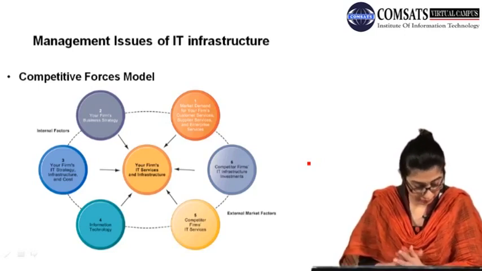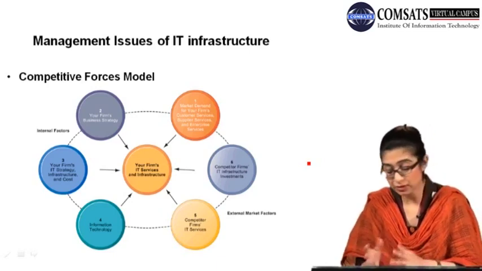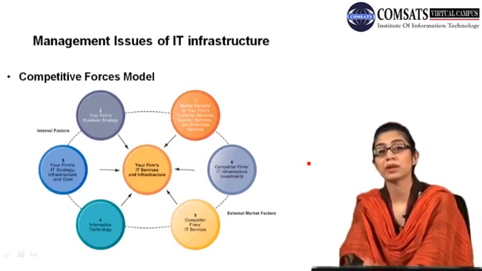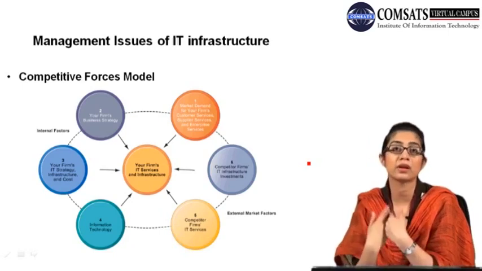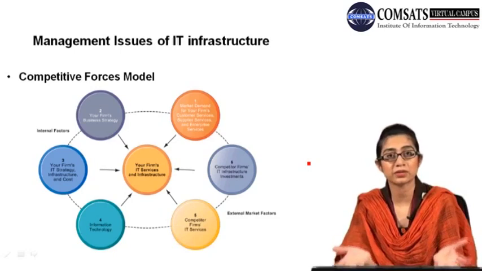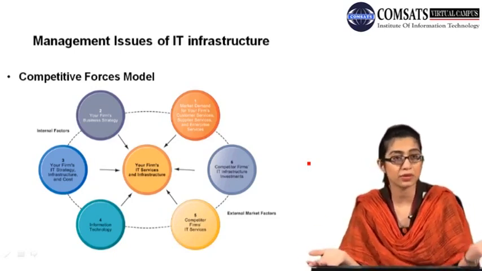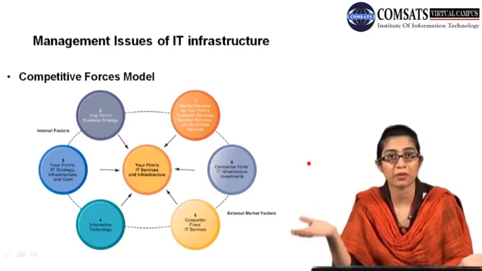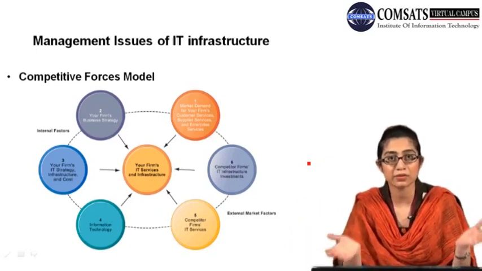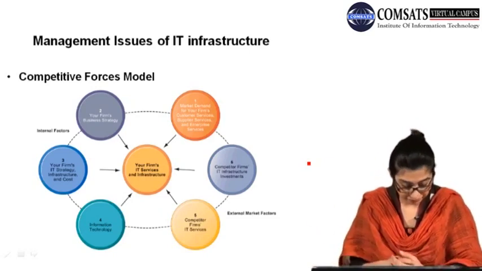Then number 4 is information technology. Right? Information technology means simply whether you are behind the current trends or you are ahead of the current trends. Okay? So you have to sort of balance yourself between the two extremes. You should not be too far behind nor too far ahead. So you have to be in between the two extremes.